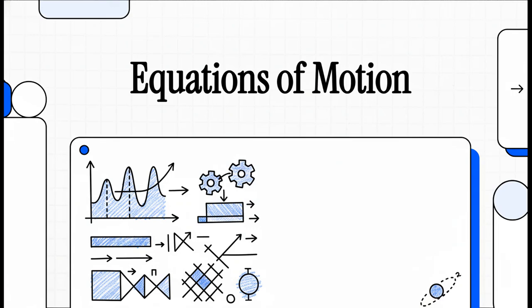In our last class, we saw how graphs can give us a wonderful visual story of an object's motion. Today, we're going to take the next step. We'll learn how to move from just seeing the motion to actually calculating it with precision. And for this, we will be using the very powerful tools of mathematics, the equations of motion.